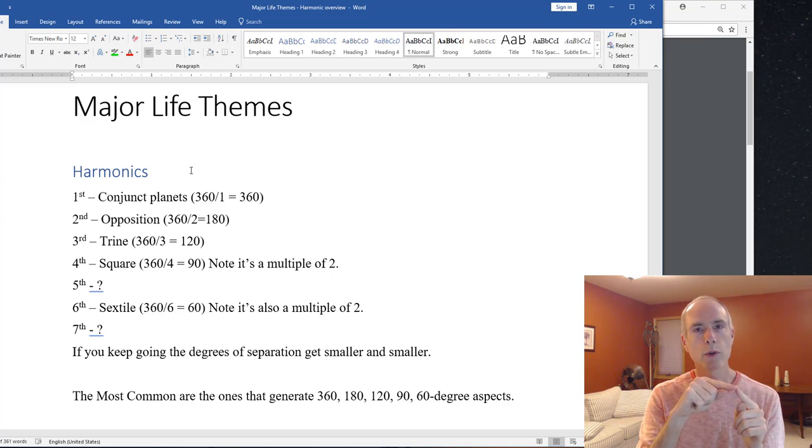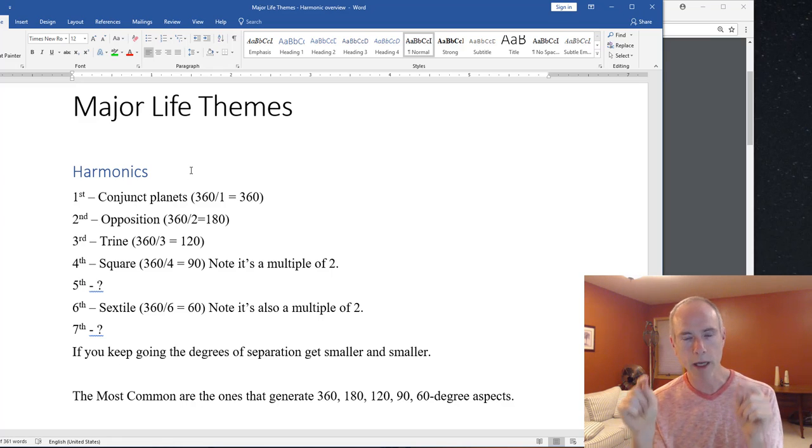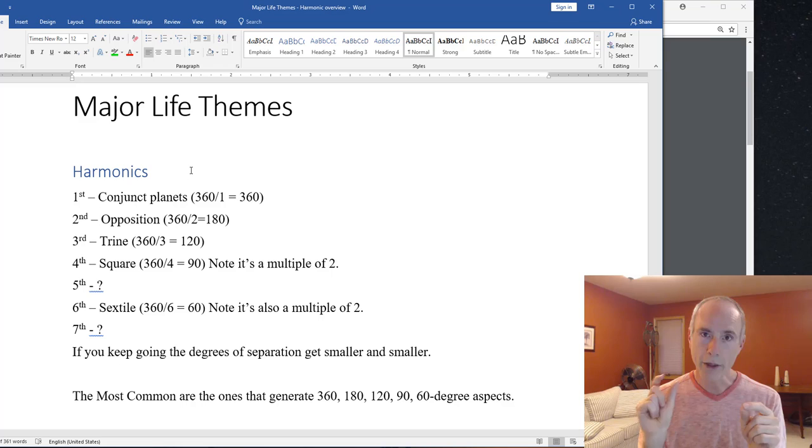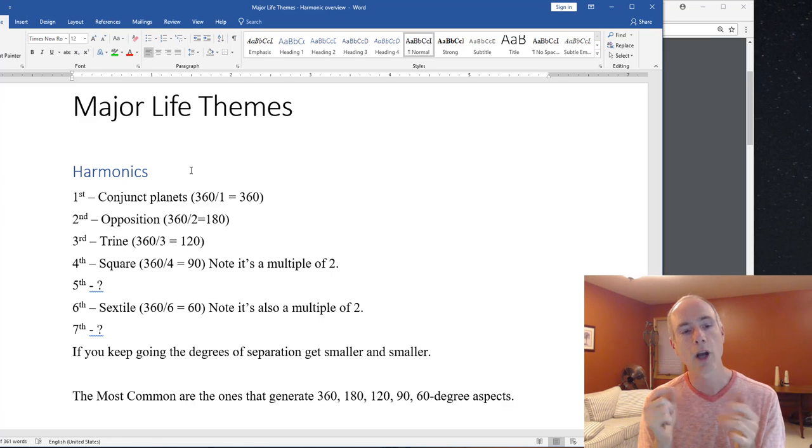If you go directly across the chart, that's 180 degrees. Take 360 divided by 2, you get 180 degrees. That harmonic, the second harmonic, is known as the opposition. You go to a third, take 360 divided by 3, and we get a triangle, with 3 points. That is known as our trine. These are very common configurations. You've seen them in every chart, and every astrologer has talked about them.